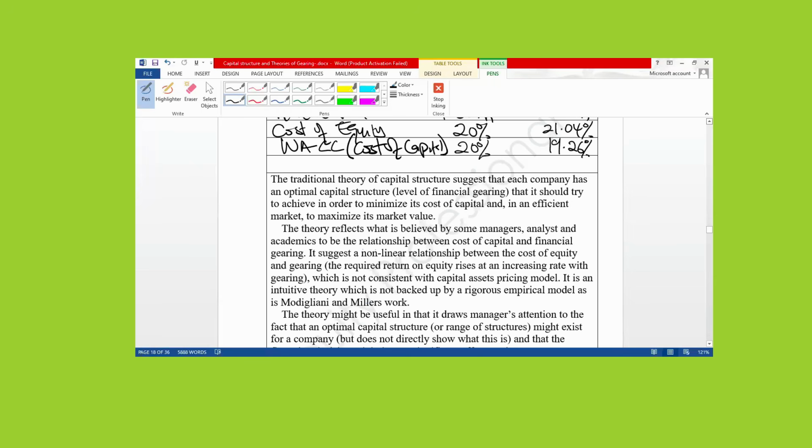The theory is an inductive theory, which is not backed up by rigorous empirical evidence. That's a limitation. If you look at M&M, we have a formula to back it up. The traditional theory is not backed up by empirical evidence or a model, as in Modigliani and Miller's work.